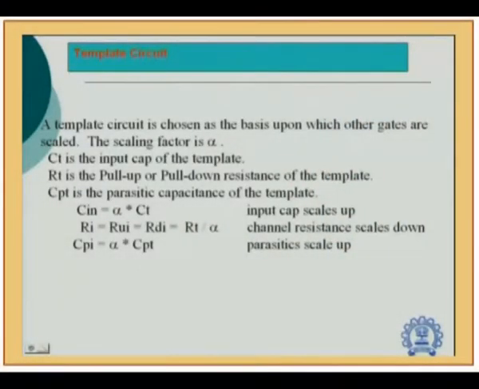That's what say effort I'll use to do similar things. So, input CT is the input capacitance of the template, and we are going to scale it by a factor alpha, increase in most cases. RT is the pull-up/pull-down resistance of the template. CPT is the parasitic capacitance of the template. CN is alpha times CT. RI is RPI, same as we used, which is RT by alpha. And CPI is alpha times CPT. You can do these simple calculations from what Professor Sharma has talked.